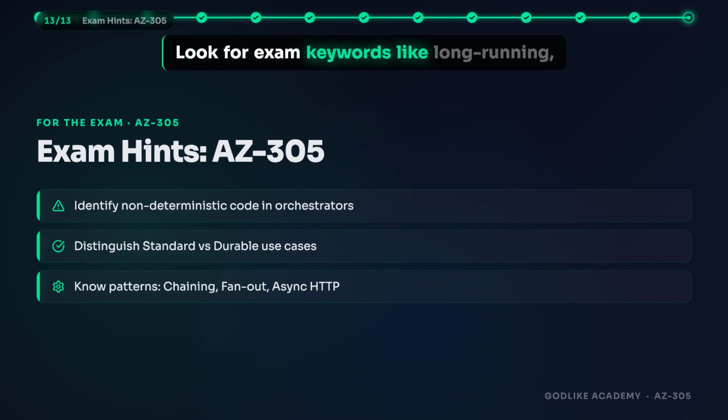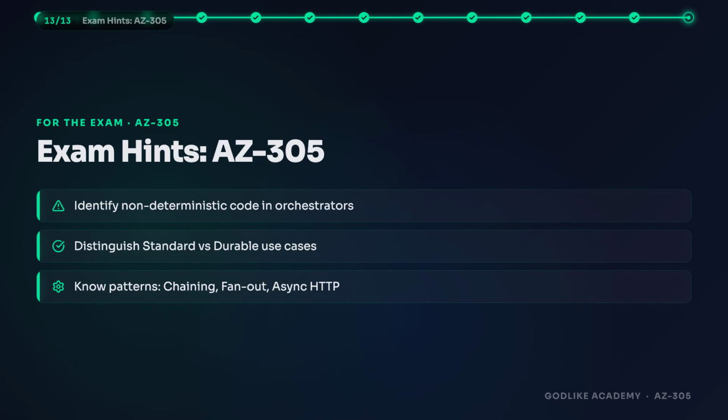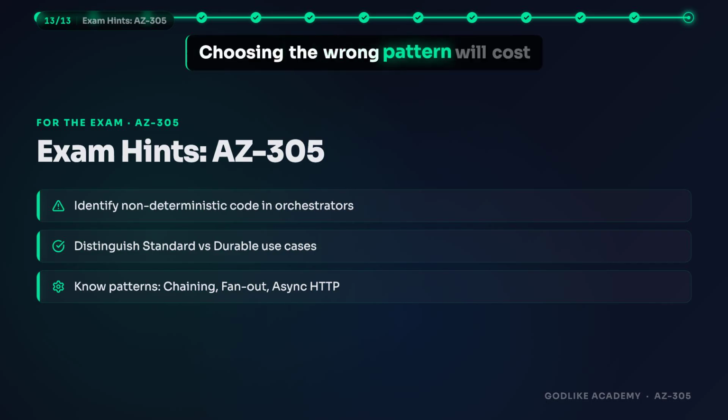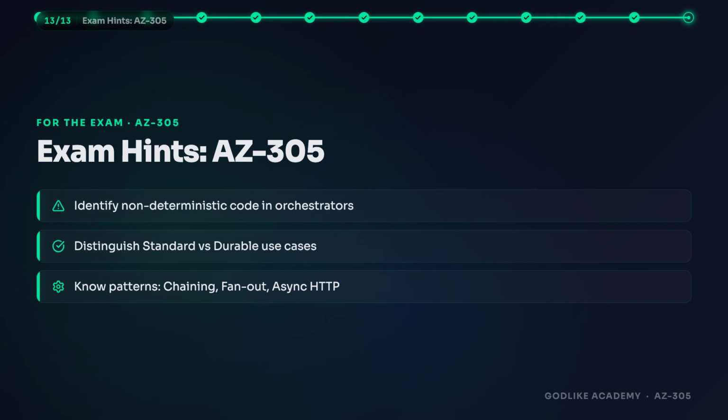Look for exam keywords like long-running, stateful, workflow coordination, or distributed transactions. Choosing the wrong pattern will cost you points, so always verify that your solution handles state persistence and replay constraints before selecting a serverless architecture for complex business processes.